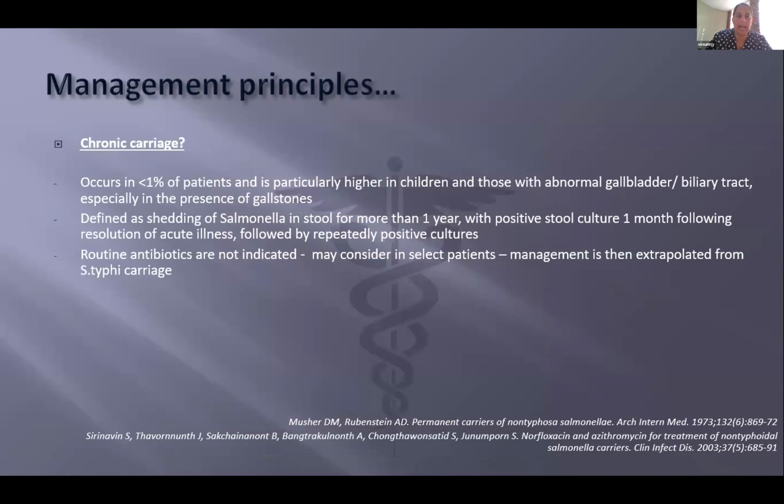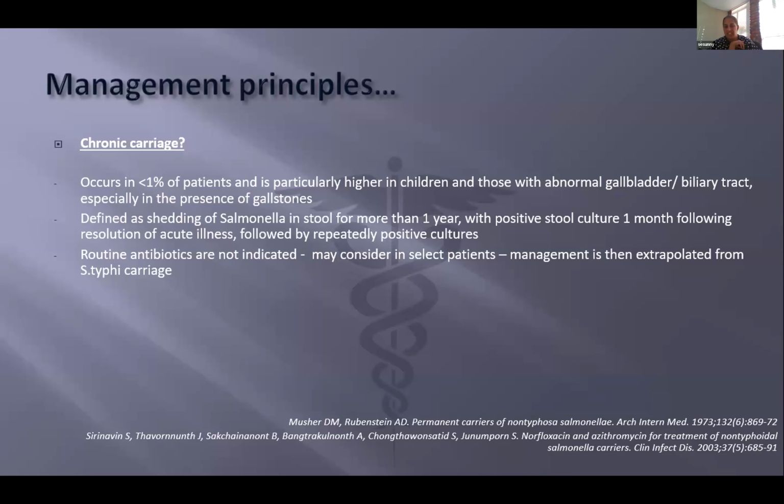And then the next question is about chronic carriage. It occurs in less than 1% of patients and is particularly higher in children and those with abnormal gallbladders or biliary tracts, especially in the presence of gallstones. This is because the gallbladder serves as a little secret hideout for the salmonella to stay. They form biofilms around the gallstones, which protects them from the immune system as well as from antimicrobials. It's defined similarly to Salmonella typhi carriage: shedding of Salmonella in stool for more than a year, with positive stool cultures 1 month following resolution of the acute illness, followed by repeatedly positive cultures.